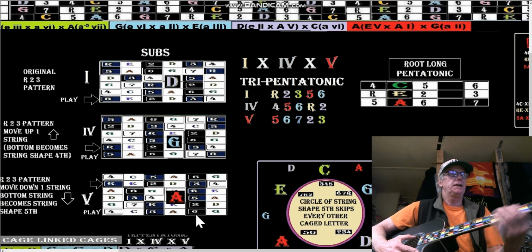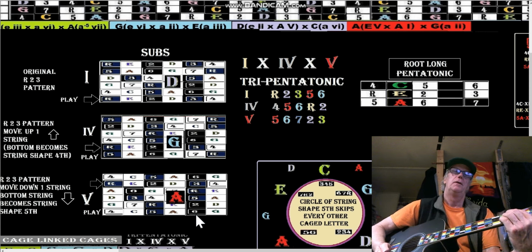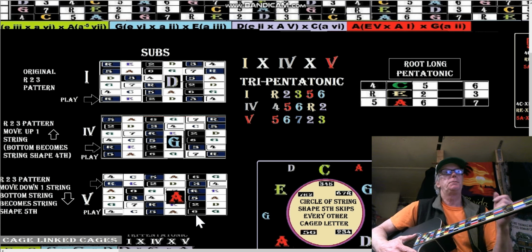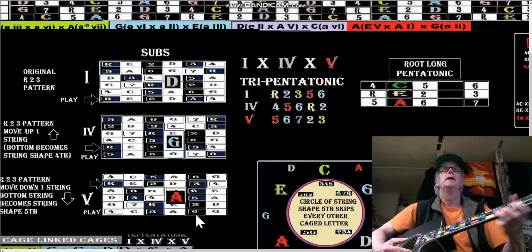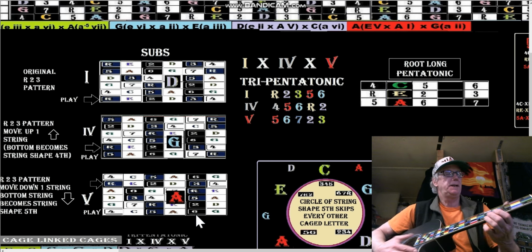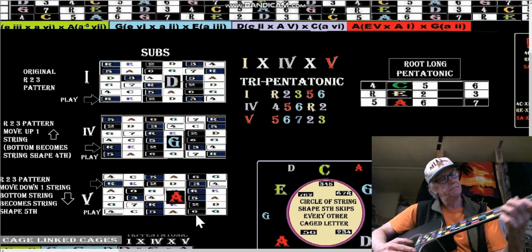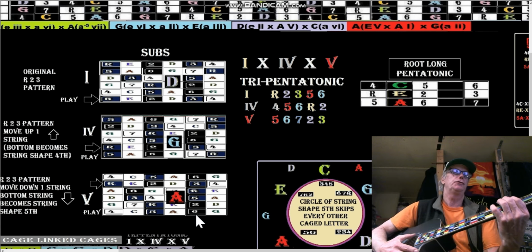So let's look at that again. For the 1, 4, 5, okay, in chords, but in long patterns, pentatonic. See, in the short patterns, pentatonic, it would just be G, and then A. But now we're in long patterns, so it's going to be root 2, 3.